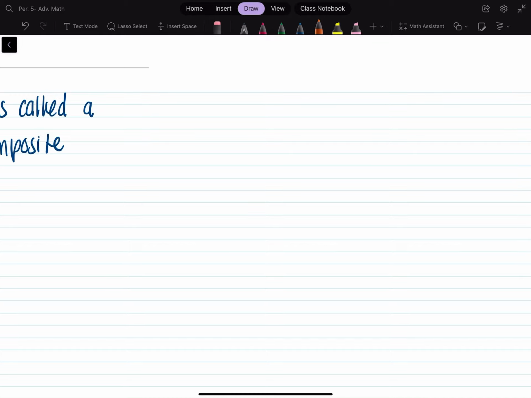For example, I'll put them off to the side. You can take the function f of x and add it with the function g of x. You can take the function f of x and subtract it with the function g of x. You can do the same thing with multiplication, and you can do the same thing with division. So you can add, subtract, multiply, and divide functions.